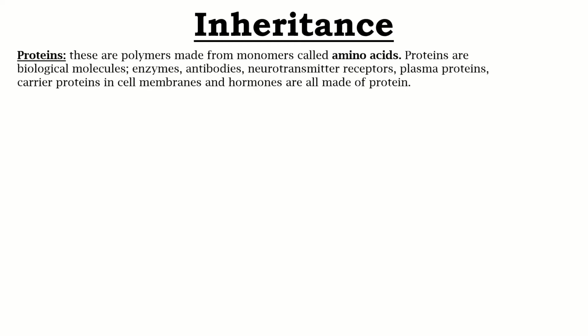In this video, we're going to talk about inheritance, and in the first section of inheritance, we need to recall and remember a whole lot of definitions and understand some terminology. To start with, we're going to go back a bit and talk about, firstly, proteins. Remembering that proteins are biological molecules. They are polymers or large molecules made from monomers called amino acids. And proteins have many uses within the body, including enzymes and antibodies.